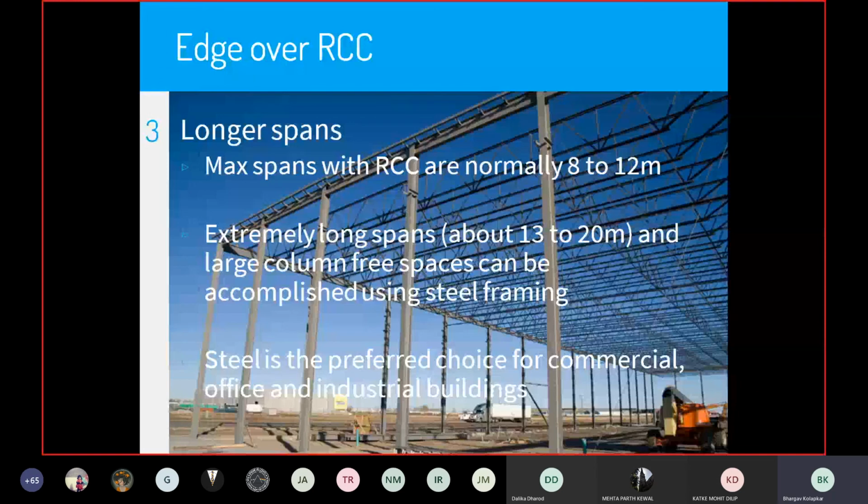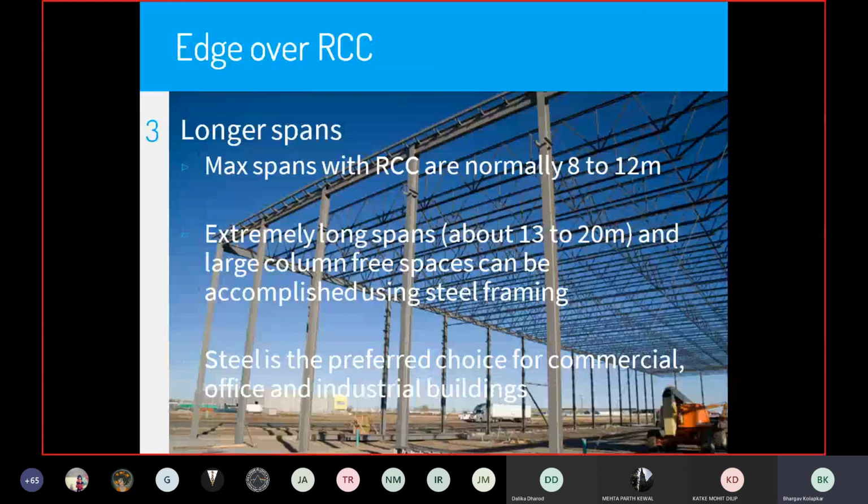Now, one important add-on that steel has is that it can span longer than RCC. With a normal slab-beam type of system or a flat slab type system, RCC can normally span 8 to 12 meters. I'm not talking about pre-stressing or pre-stressed slabs. I'm talking about normal RCC slabs. The maximum span we can achieve is somewhere from 8 to 12 meters.